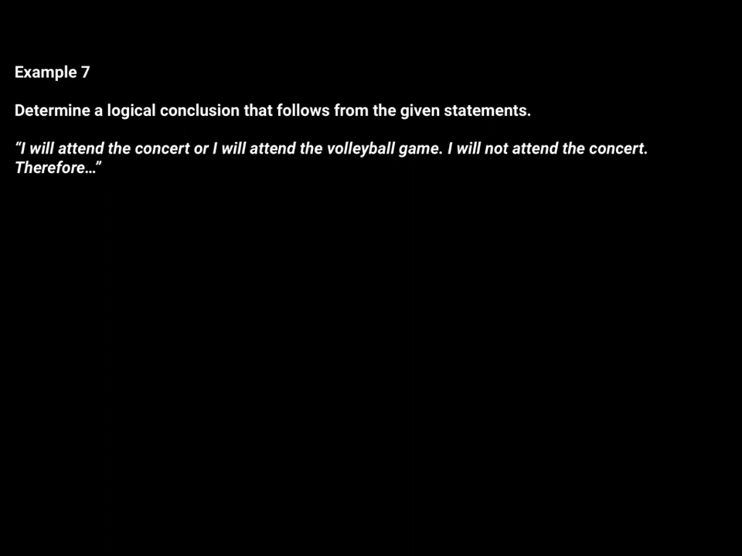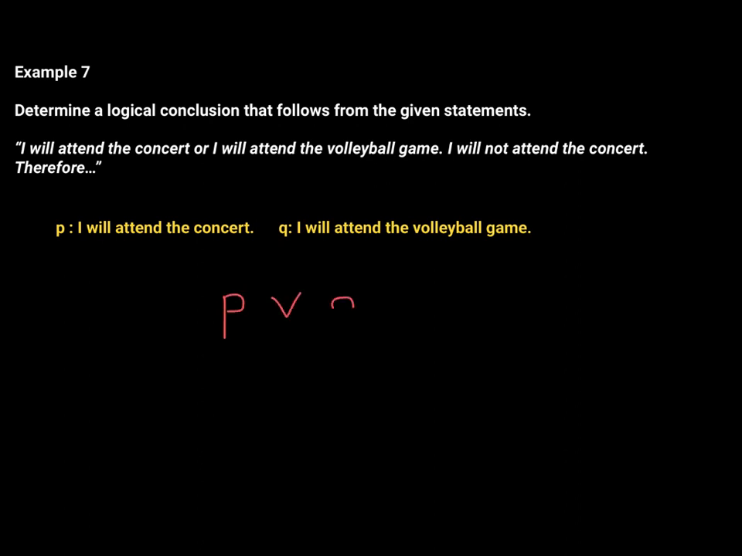All right, let's get a P and a Q. All right, I have our P and our Q. The form of the argument is I will attend the concert, that's P, or I will attend the volleyball game, that's Q. So that's P or Q. Next is I will not attend the concert. So they gave us not P. The conclusion then is, watch this, we don't know, right? That's what's happening here. Therefore, what should this last conclusion be?